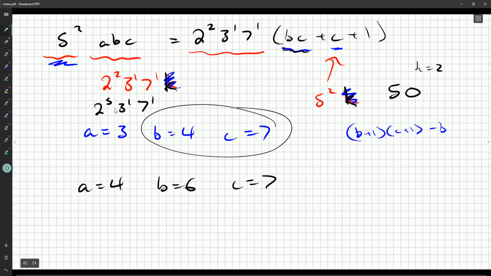And then, oh yeah, that'll do it. bc will be 42, plus 7, plus 1, so that'll be 50. And yeah, that works out. So 24 and 7, 12 and 7, yeah. So there we go. And then a plus b plus c is 17.